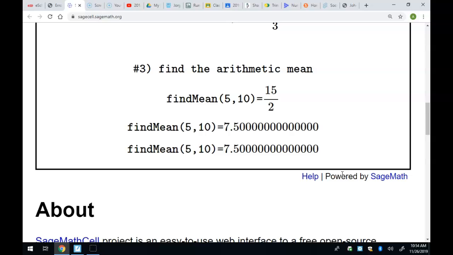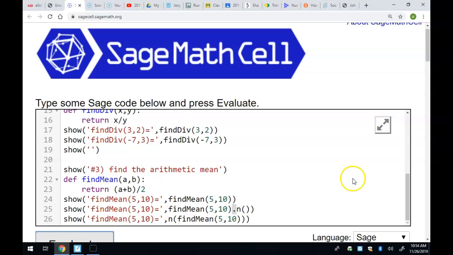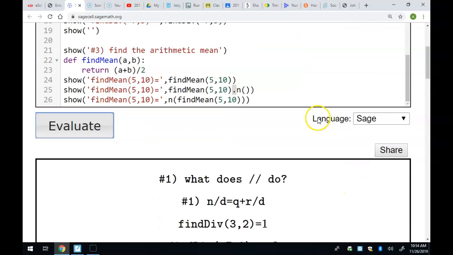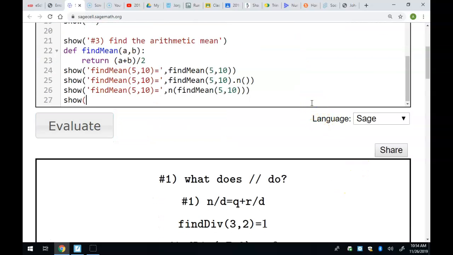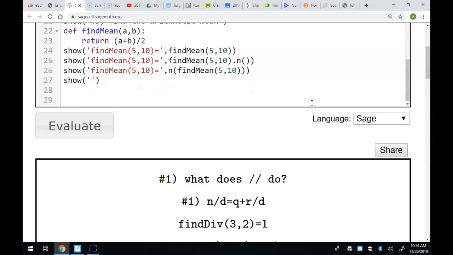Number 4. What does this code do? So they're just giving us some code, and we're going to see what it does. All right. So here's number 4. So a blank show in the output, a blank line in the input. Show number 4. Whoops. Quote. What does this code do?